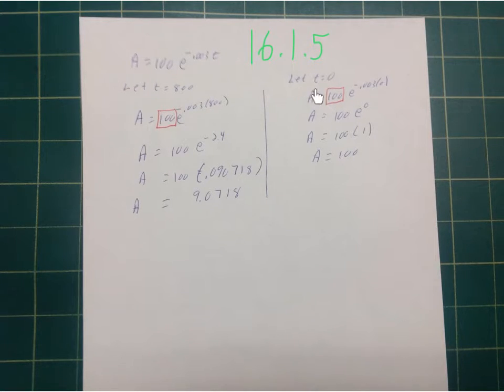First time they asked you to let t equal 0, and so you put in 0 for time. 0 times anything will be 0. Any base raised to 0 power is going to be 1. That's the definition of it, and then 1 times 100 is 100. But b to 0 power equals 1. Anything to 0 power is 1, well, except 0 itself. So this answer is 100.